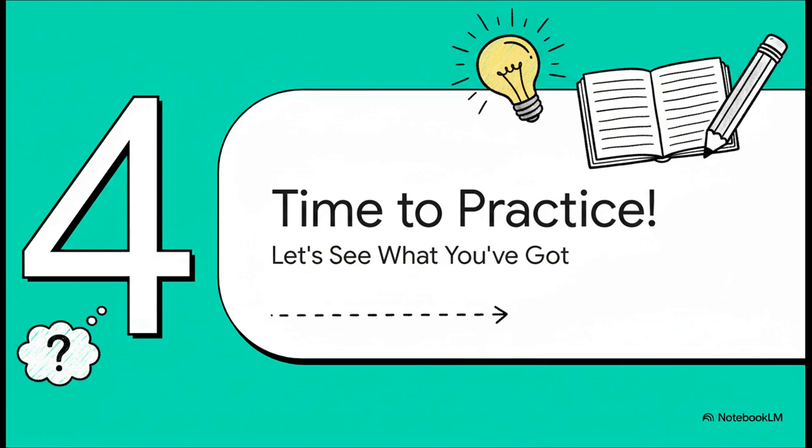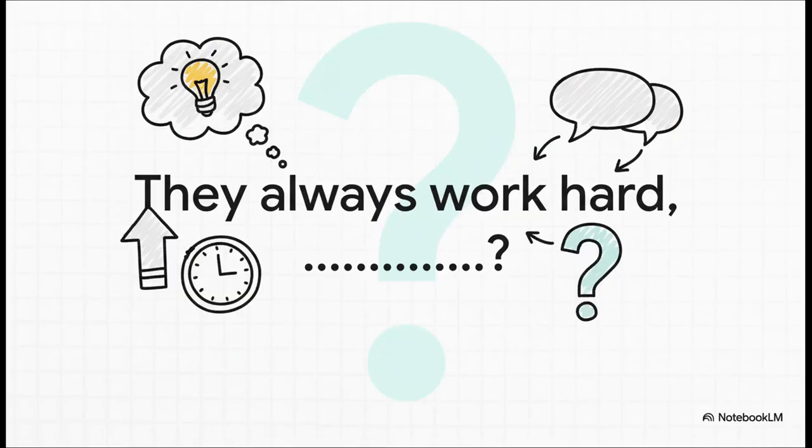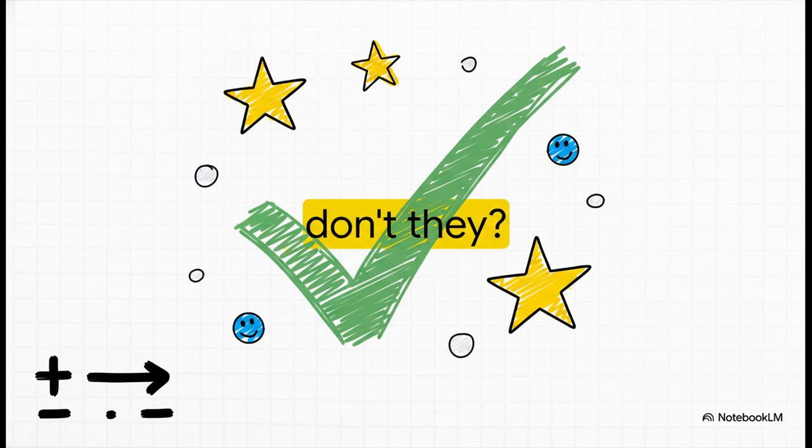I'm going to show you a sentence, and I want you to figure out the right question tag. You ready for this? Okay, here's the first one. They always work hard. Okay, so the statement is positive. The verb is work. Take a second. What do you think the tag is? The answer is, don't they?